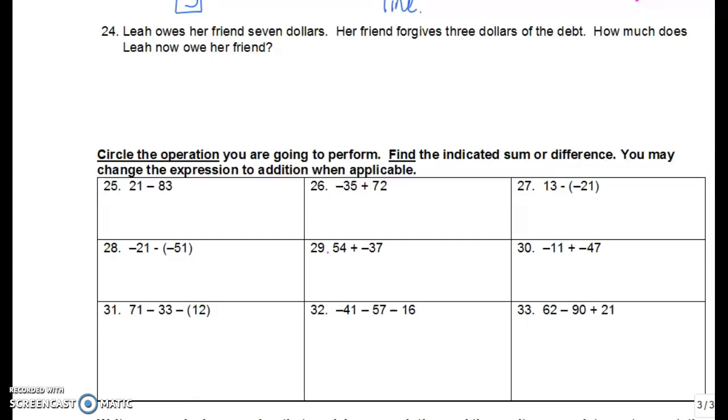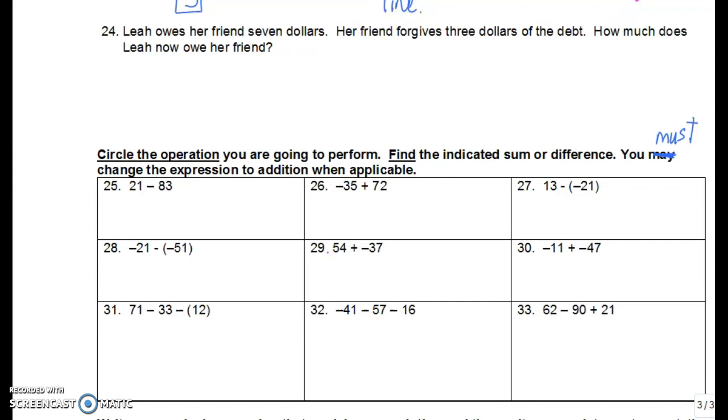All right, so what I'd like to do here is give you a more complicated one. The directions say circle the operation you are going to perform, find the indicated sum or difference. You may change the expression to addition when applicable. I'd like you to cross off you may. Let's change this to you must. I really need you to do this. Whenever there is a subtraction problem, please change it to addition for now. You can abandon it later, but I'd like you to do it for now.